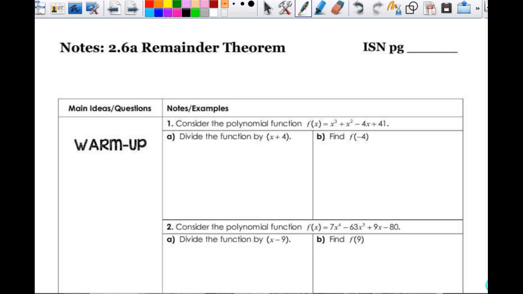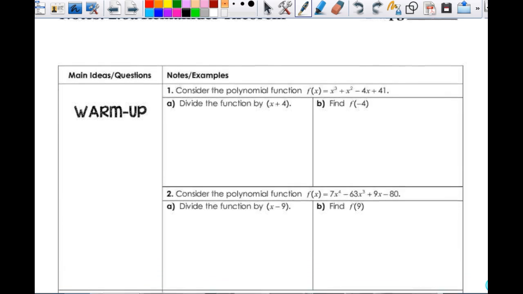Alrighty, so today we're going to look at the remainder theorem and the factor theorem, starting with the remainder theorem, which is going on page 53. So we have a little warm-up here, but we're going to go through it together because you're capable of this, and I want to work you through something on here anyway.